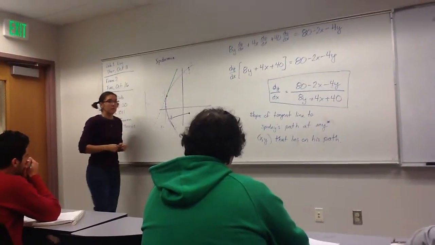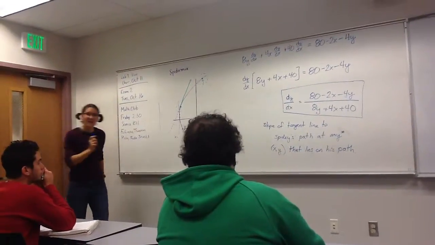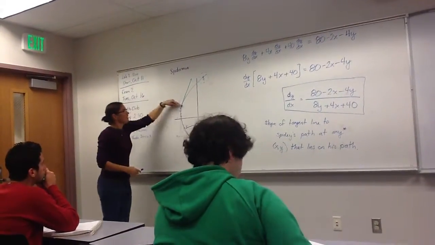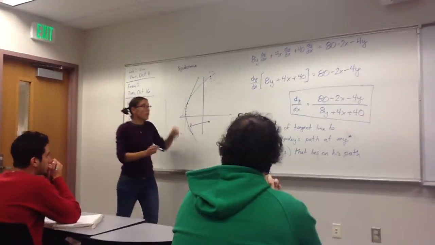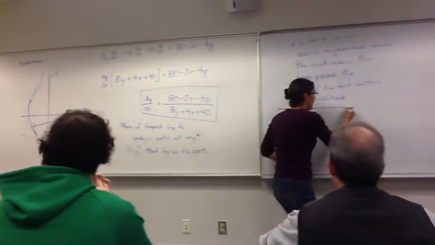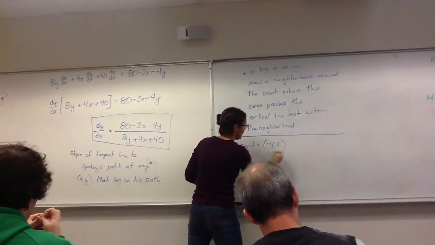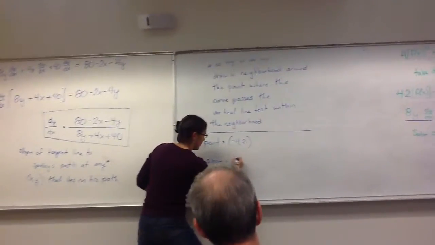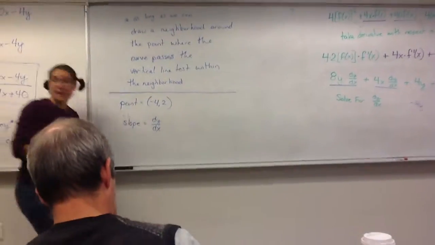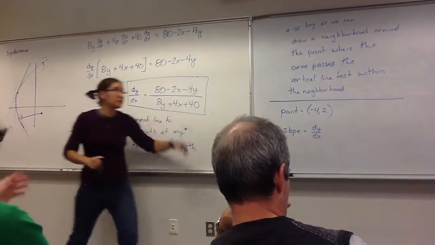Okay, so let's wrap up this question. Our big question was: find the equation of the tangent line to the point where Spidey gets cut off from his original path. Right now, we have a point, which was -4, 2, and we have a slope, which is given by dy over dx. So what we need to do is plug in our point, -4, 2, into our formula for dy/dx.